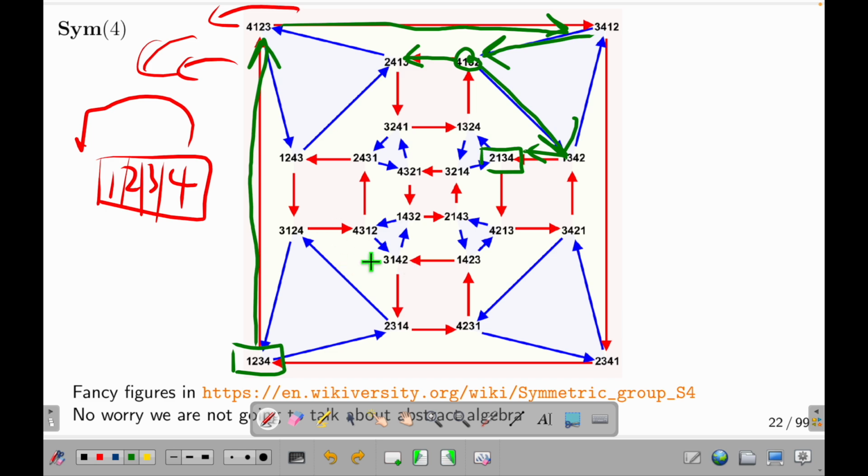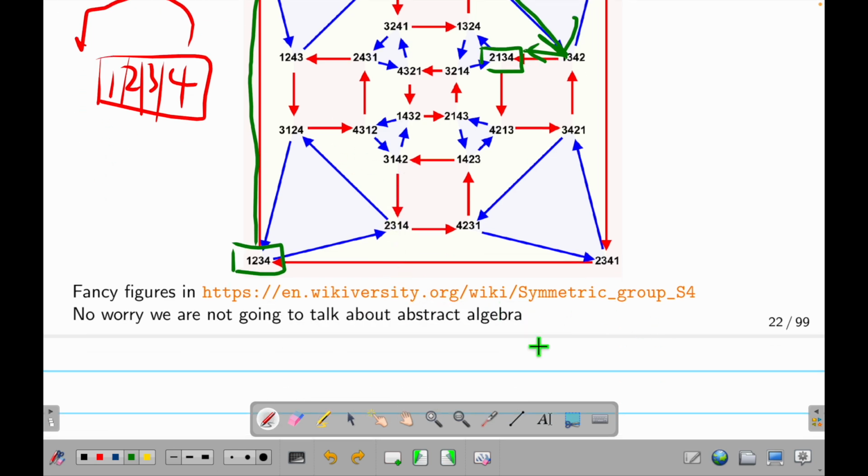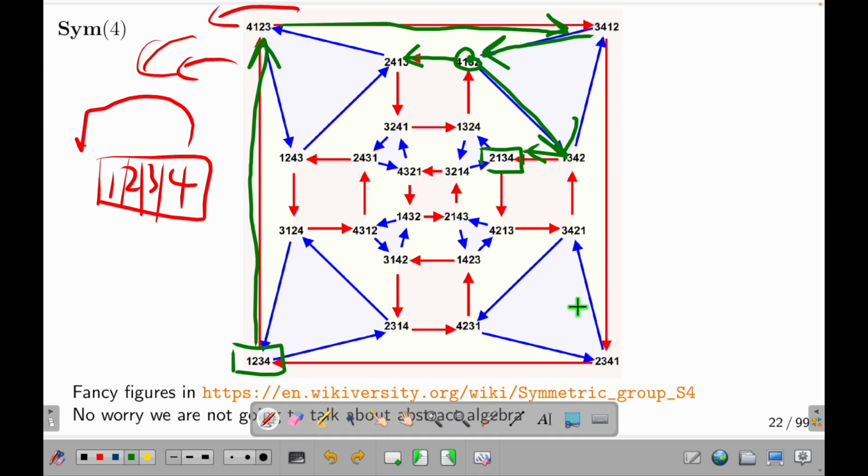And then what about 5 things? Okay, you go to this Wikipedia page, you can look for 5, 6, 7, and then you see lots of beautiful pictures.